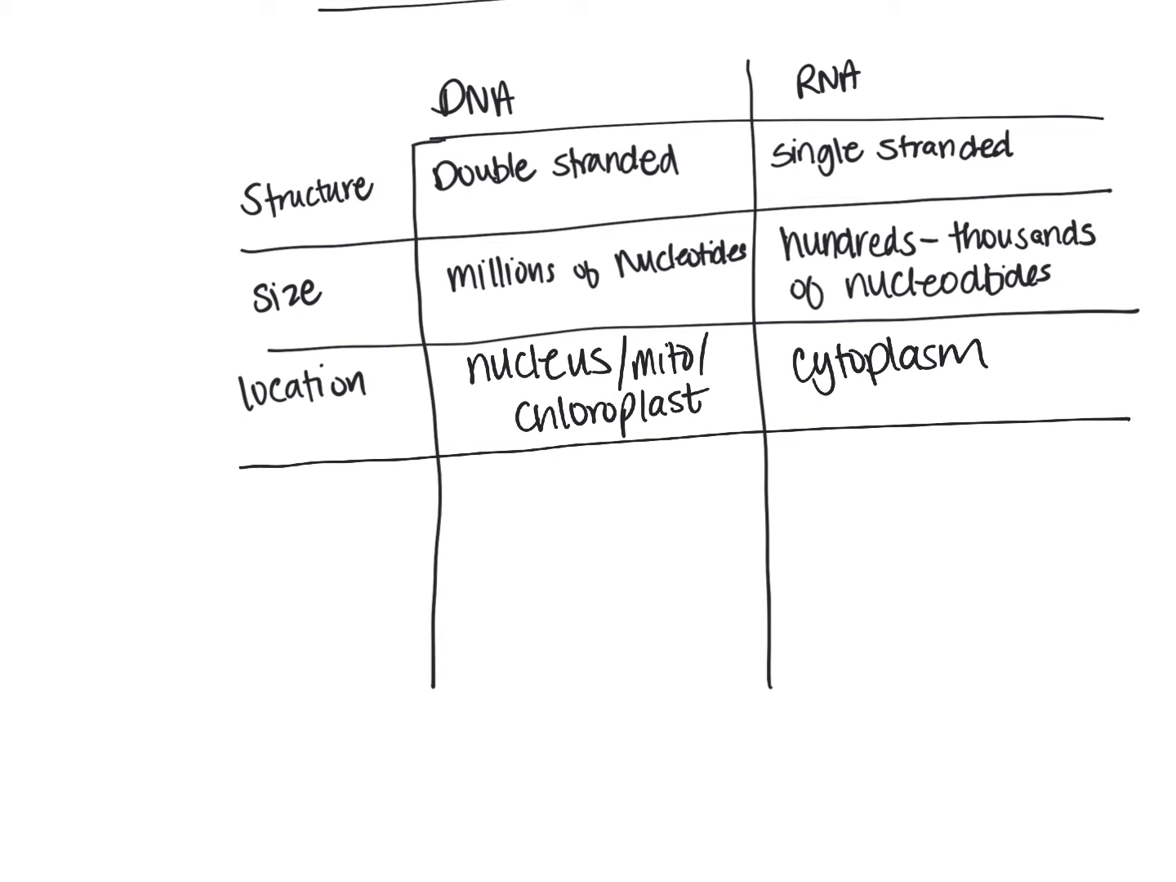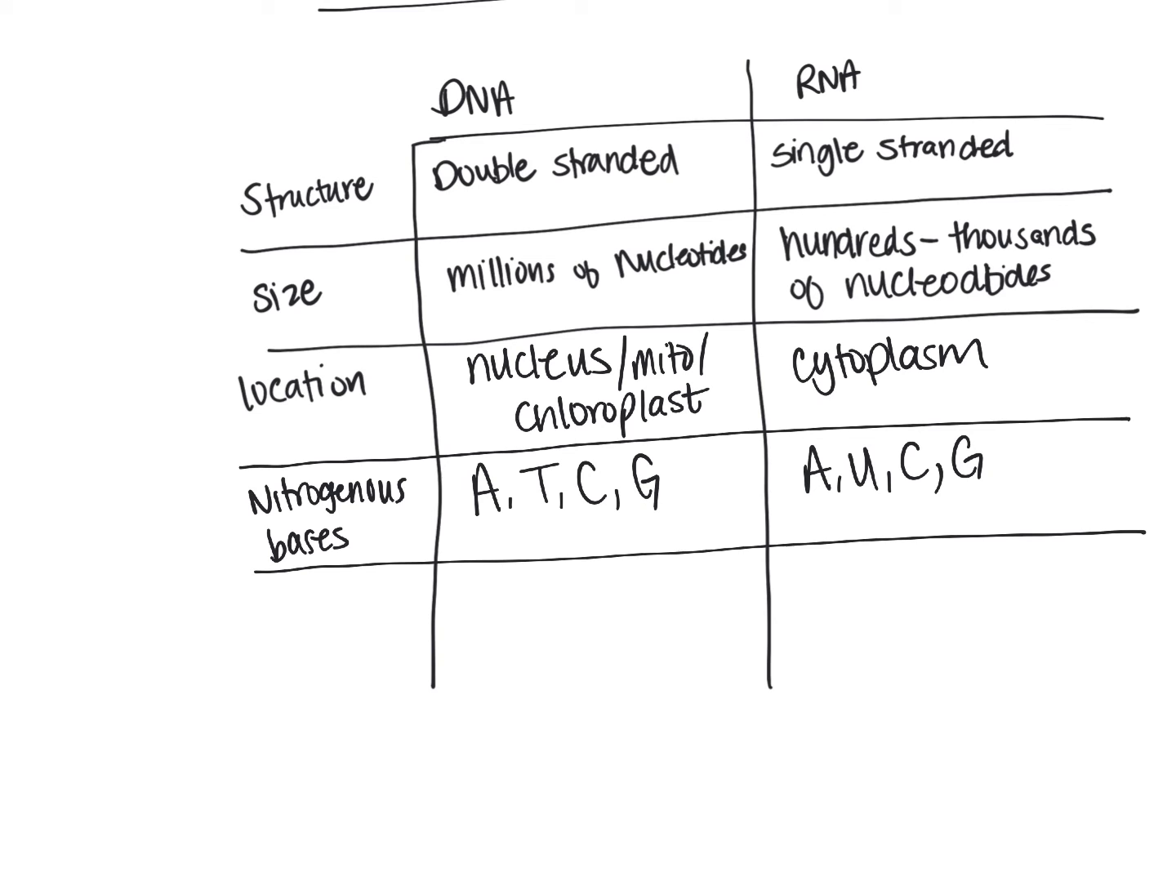We're also going to compare DNA to RNA in terms of their nitrogenous bases. DNA will contain adenine, thymine, cytosine, and guanine, whereas RNA will not contain the thymine, it will contain uracil instead. Next and last, I want to talk about the difference in the sugar. In DNA, the sugar is going to be deoxyribose, and RNA will contain ribose.